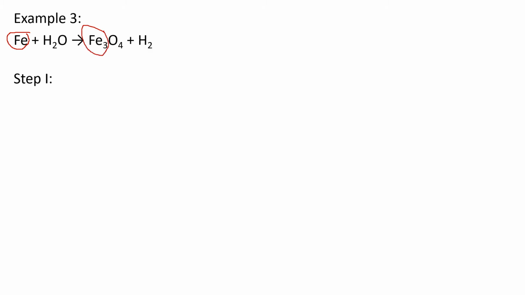Let's see another example. Fe plus H2O gives rise to Fe3O4 plus H2. That is, iron combines with water to form ferric oxide and hydrogen. So is this equation balanced? If you see the first element Fe, on the left hand side you have 1 Fe and on the right hand side you have 3. So from here itself we can deduce that this equation is not balanced.